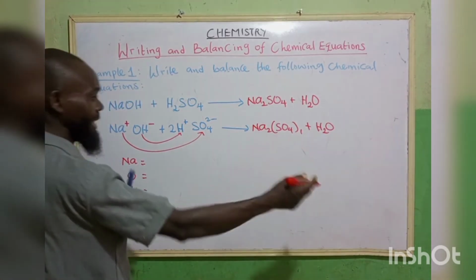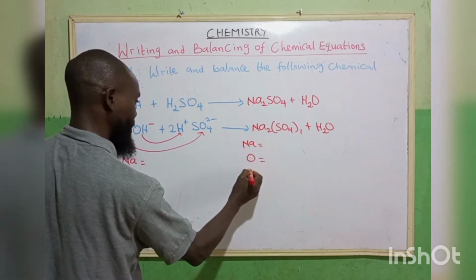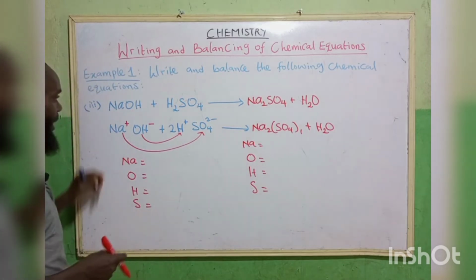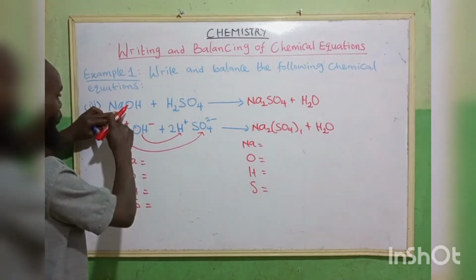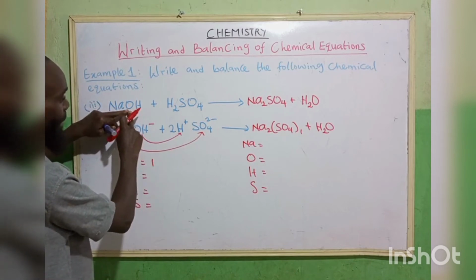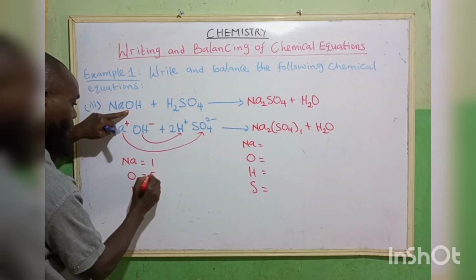Likewise, on the right hand side, we're going to have sodium, oxygen, hydrogen, and sulfur. We now say, how many sodium do we have here? We have 1 sodium here. There is no sodium here. 1. How many oxygen do we have here? We have 1 here. How many here? We have 4. 4 plus 1, we have 5.